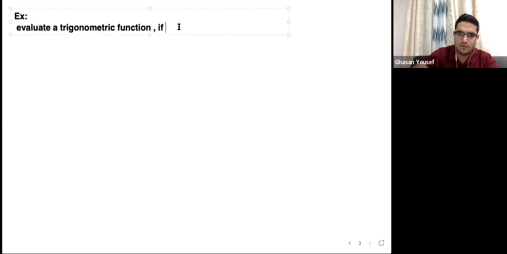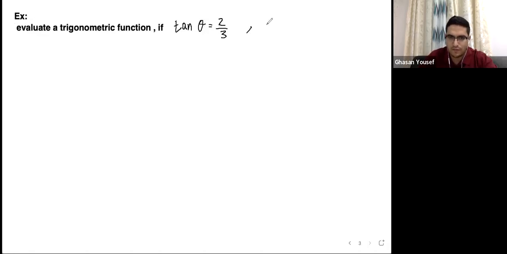If tan theta equals 2 over 3, and theta is in quadrant 3, the location of this angle is in the third quadrant. The question is: find cosine theta.